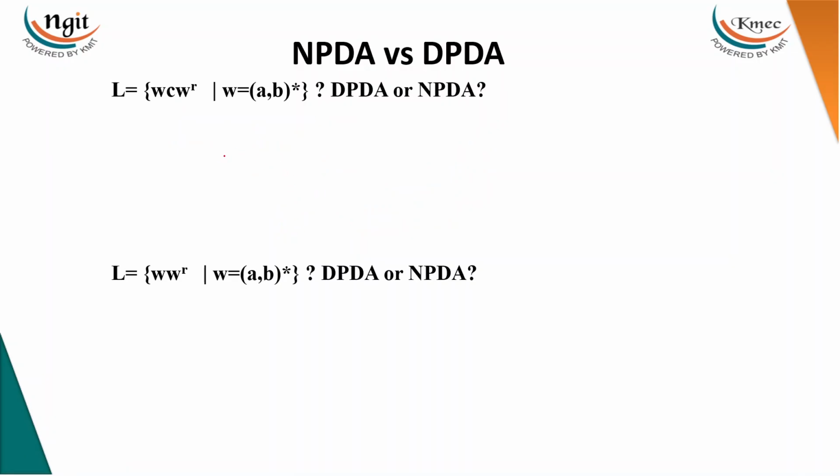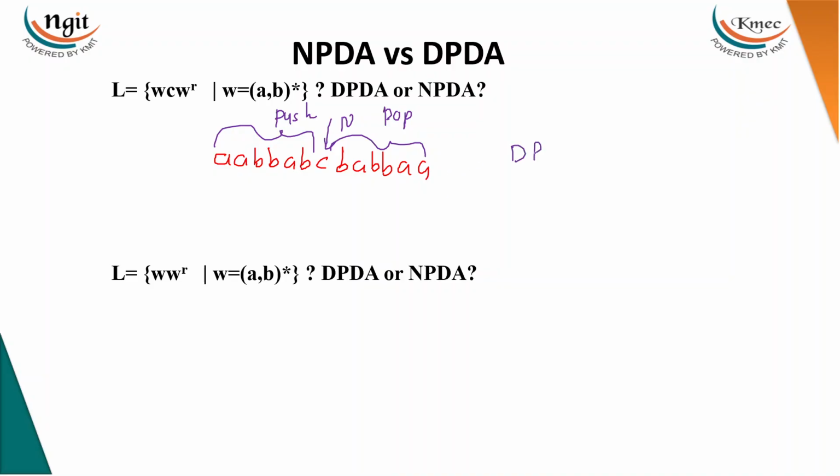If I take ABABCBABBA, I can tell exactly until which symbol I should push and after which symbol I have to pop. Until C you push, at C no operation, and after C if both are same, pop. If I know exactly when I should push and when I should pop, then we can say that a DPDA exists. So this is a DPDA. We can write it, I know exactly.